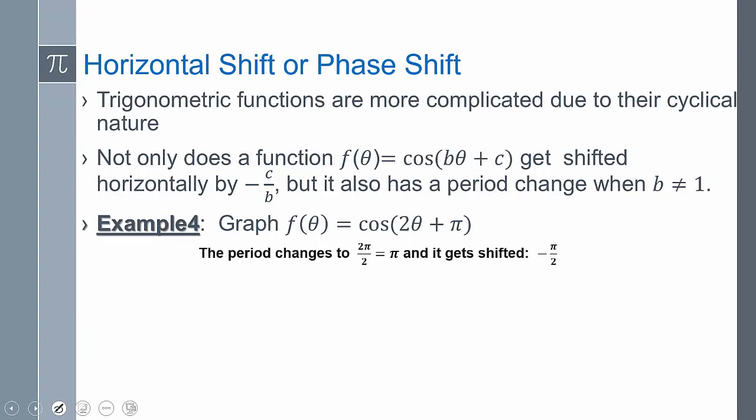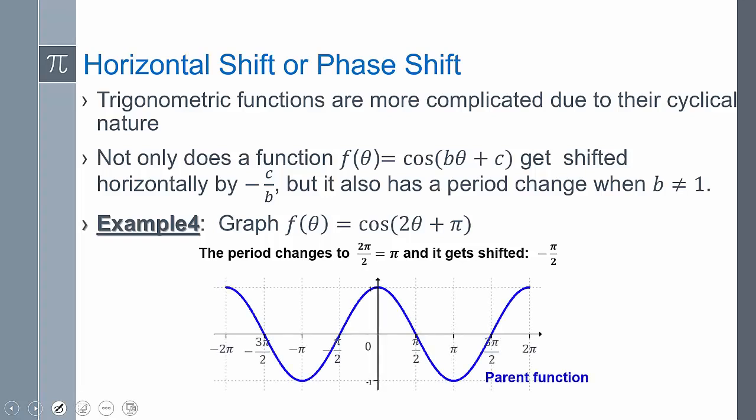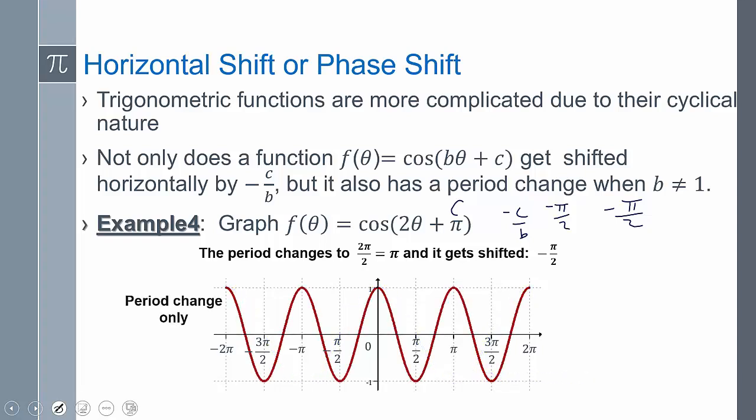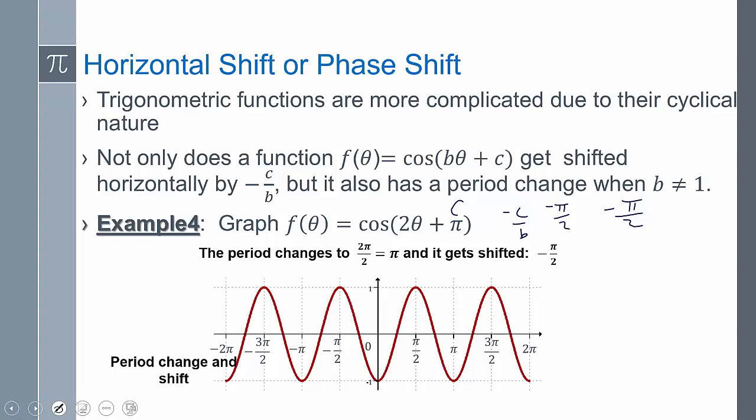So just to kind of see what it would look like, now a period change does affect it. So in this instance, 2 theta plus pi, my period is pi, my phase shift is negative pi over b, right? So it's negative c over b, my c is pi, so negative pi over b. So that means not only is there a period change, but it's also going to get shifted. So there's the period change, right? So that got squished. And then that's going to get shifted over pi halves. So the period change, and then it gets shifted over.